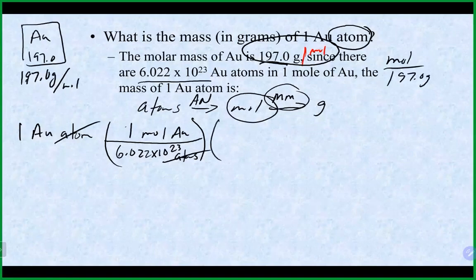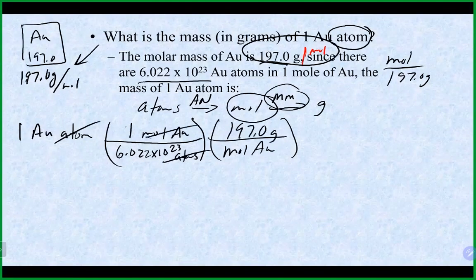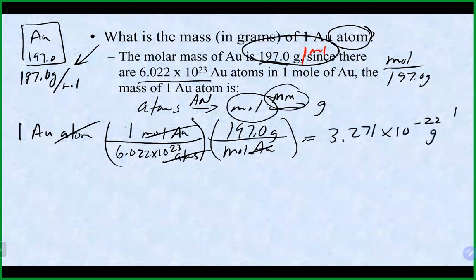In this case, we actually need the moles on the bottom, so we'll use it in this fashion. A mole of gold would be 197 grams. The moles of gold would cancel, and that's going to leave us grams, which is good. So basically here we're taking 197 and dividing it by Avogadro's number, making sure you use the exponent button, and we'll get something like 3.271 times 10 to the minus 22 grams in this case.